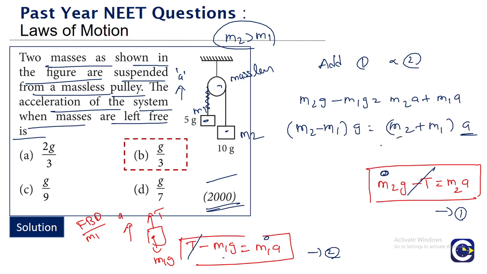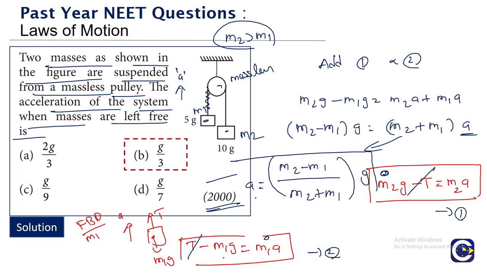We are looking for a, right? So let us bring the m2 plus m1 to the left side. It will go to the denominator. So what we'll have is m2 minus m1 by m2 plus m1 into g. So this is the standard, our common acceleration. We take the value and substitute it in any equation, and we can get the tension. But in this question, they are not asking us the tension. They are just asking for the acceleration with which the objects will move. So this is a standard formula that we can remember.